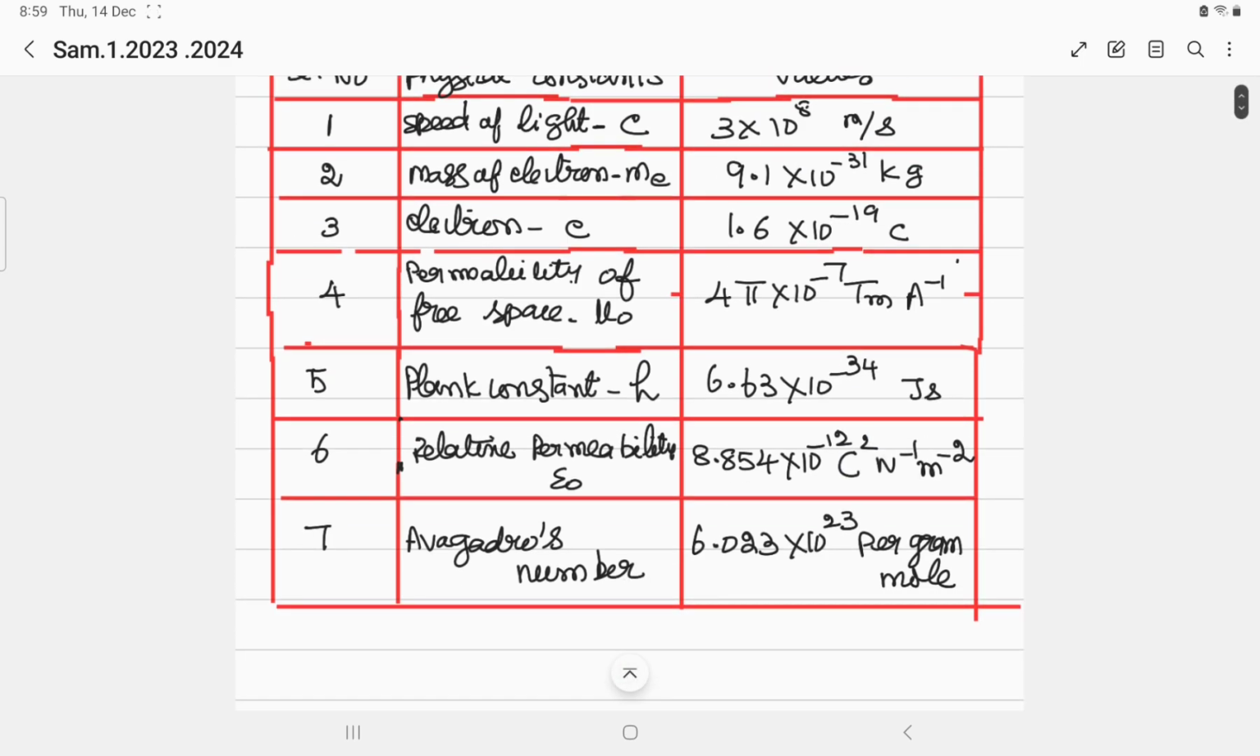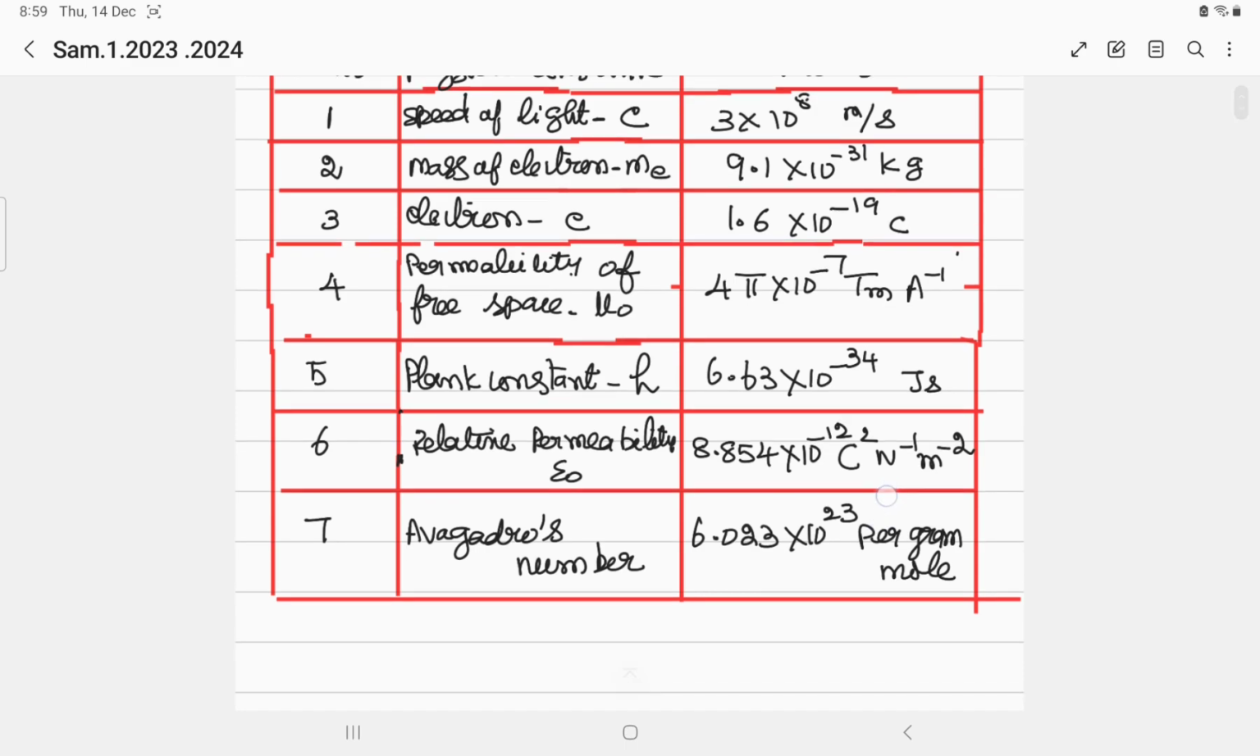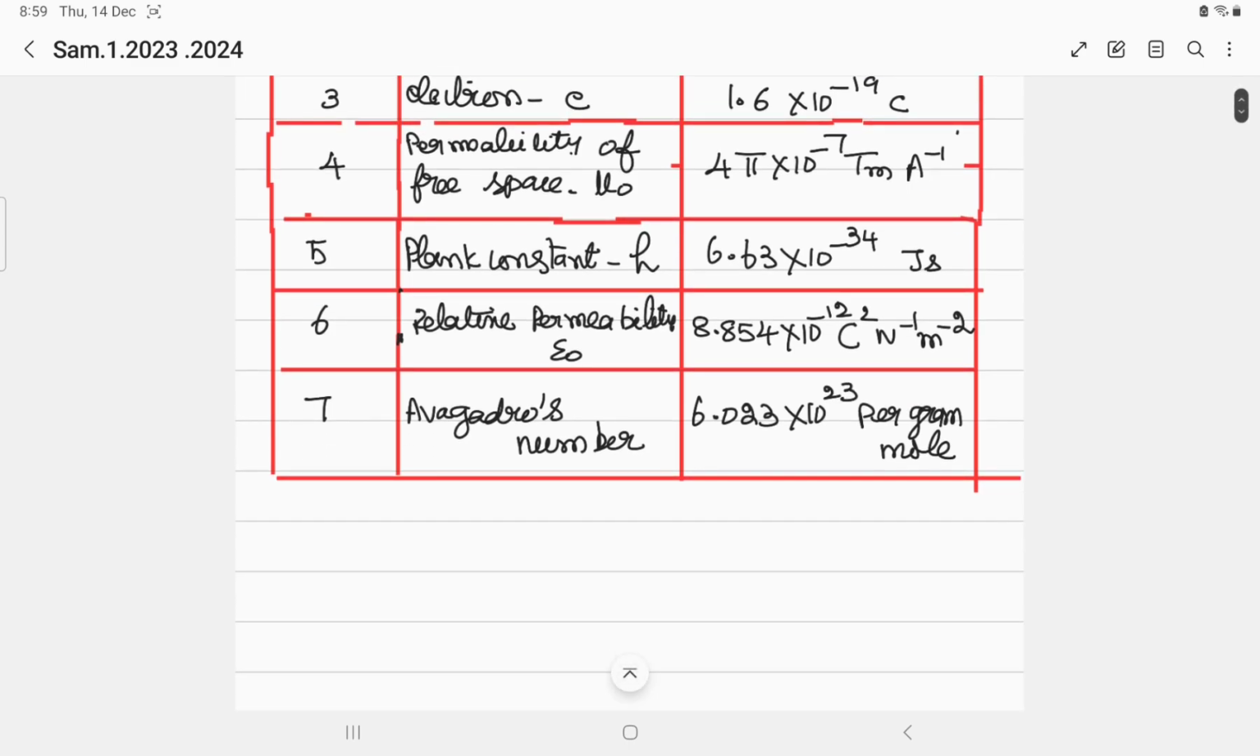Mass of electron is 9.1 into 10 power minus 31 kg. Charge of electron is 1.6 into 10 power minus 19 C. Permeability of free space mu naught is equal to 4 pi into 10 power minus 7. Planck constant h is 6.63 into 10 power minus 34 joule second.